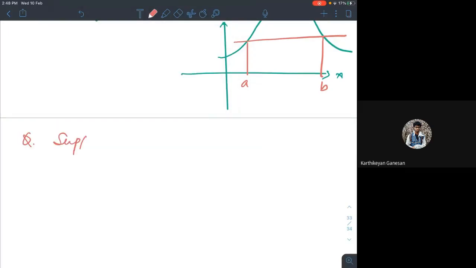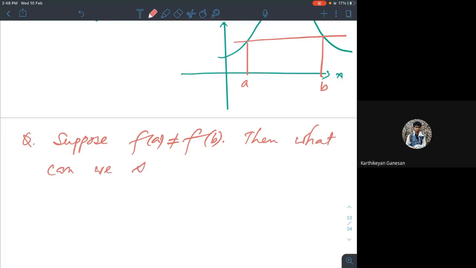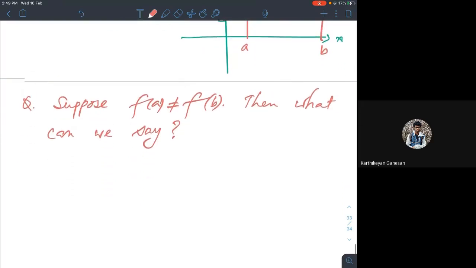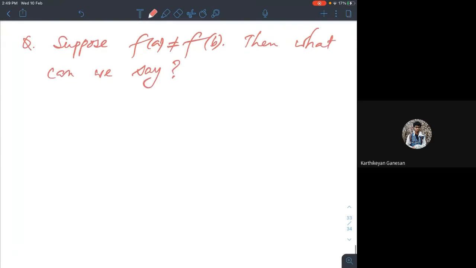Suppose F(A) is not equal to F(B), then what can we say? Right? So this is interesting. First, let me put it as another theorem here.